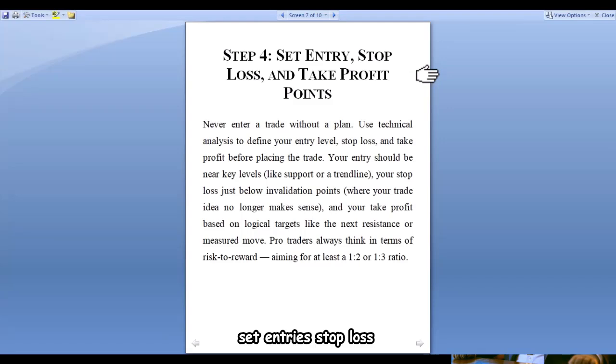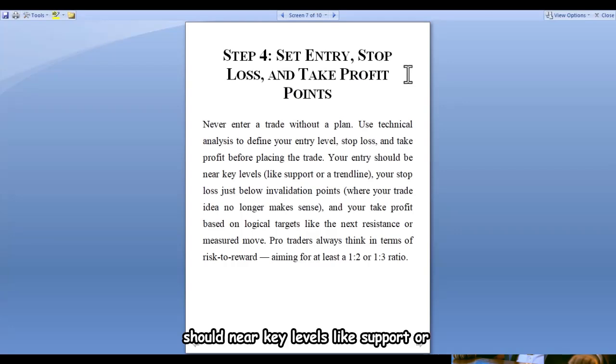Set entries, stop loss, and take profit points. Never enter a trade without a plan. Use technical analysis to define your entry level. Set your stop loss and take profit before placing the trade.